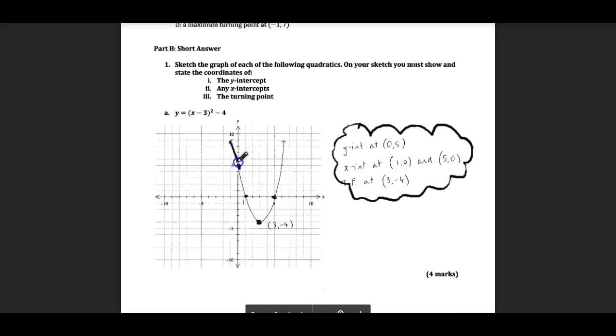And then when you're drawing your parabola, just try to join the dots as best as you can. I could clearly see what the x-intercept and the y-intercept is, but you need to state on the graph what the turning point is.